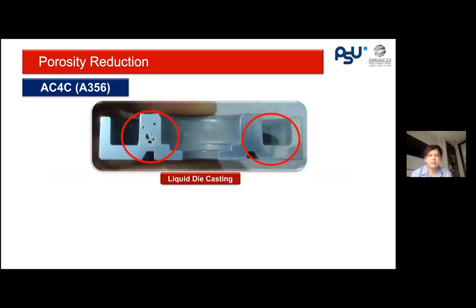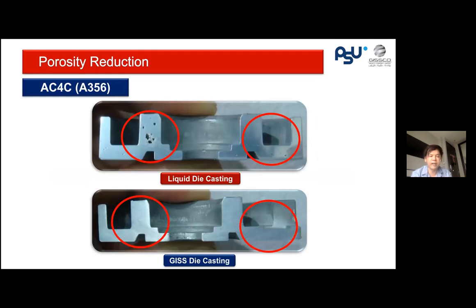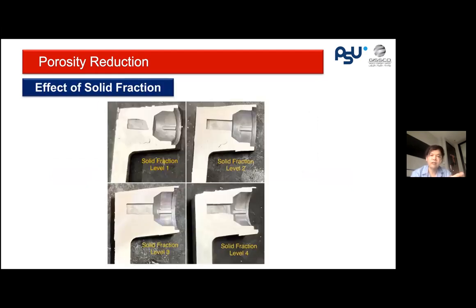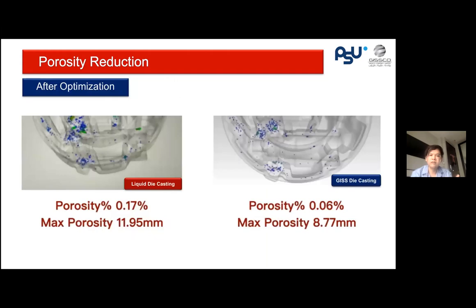But as you can imagine, any alloys that we have done, we can optimize to have lower porosity from this, for example, like this part. And for this part, we only vary solid fractions. All the conditions are the same, and you can see different solid fraction reduce the porosity significantly. This shows the CT scan of a pressure type part. After optimization, we reduce the porosity from 0.17% to 0.06%. And also we can eliminate impregnation by this process.